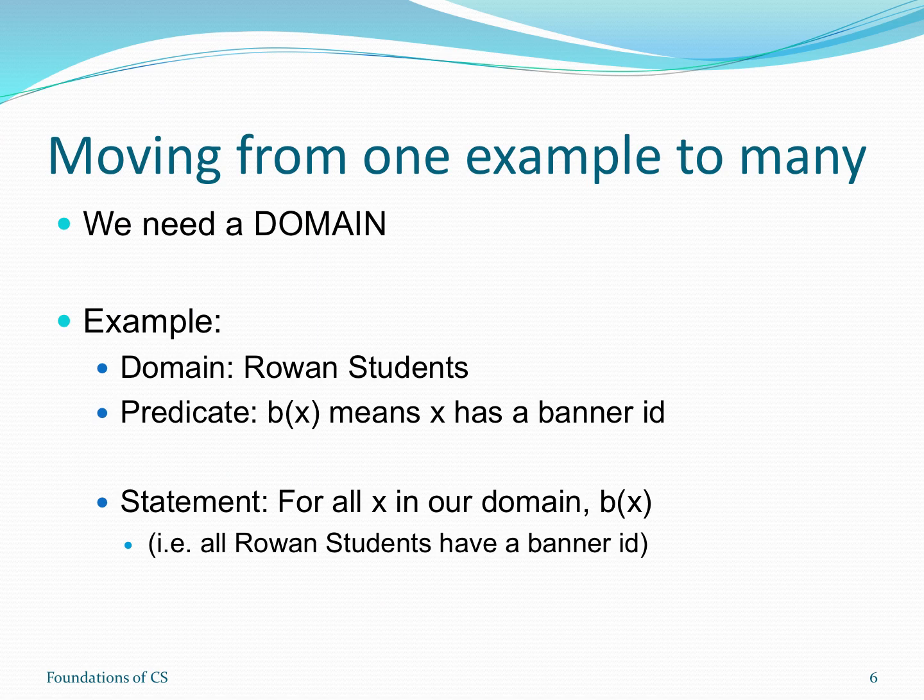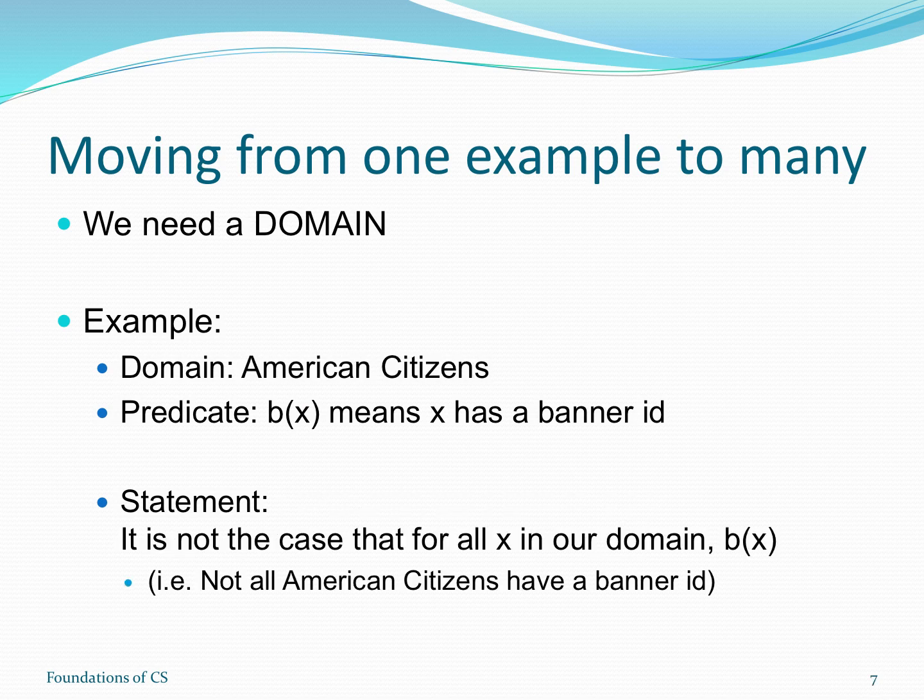Now, just like when you're writing a method in Java, you can specify what is the type of your parameters or your arguments. We kind of do that in predicate logic by talking about what is our domain. So for example, if our domain is limited to Rowan students and we have a predicate B of x that means x has a Banner ID, then every single x that we put in here is only going to be of type Rowan student, and so B of x is always going to return true. Here's another example.